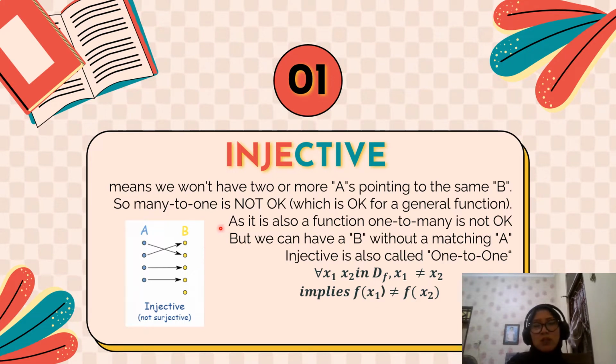So the formal definition is: for every x1, x2 in Df, where Df is the domain, x1 not equal to x2 implies f(x1) not equal to f(x2). Injective is also called a one-to-one function. To make it easier to understand, let's move on to the example.